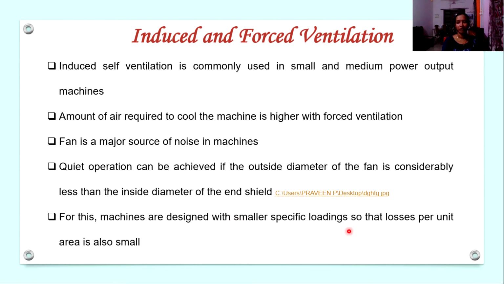Specific loading is nothing but the loading per unit area. Loading per unit area is known as specific loading. We have to study it in detail in the coming modules. So for instance, just understand it as loading per unit area. So as the loading of the machine decreases, its losses will also decrease. So losses less means temperature rise will also be less. So we can use a smaller fan.